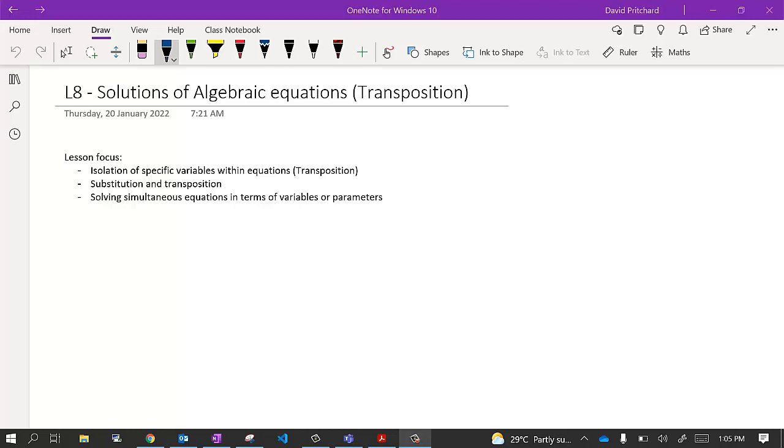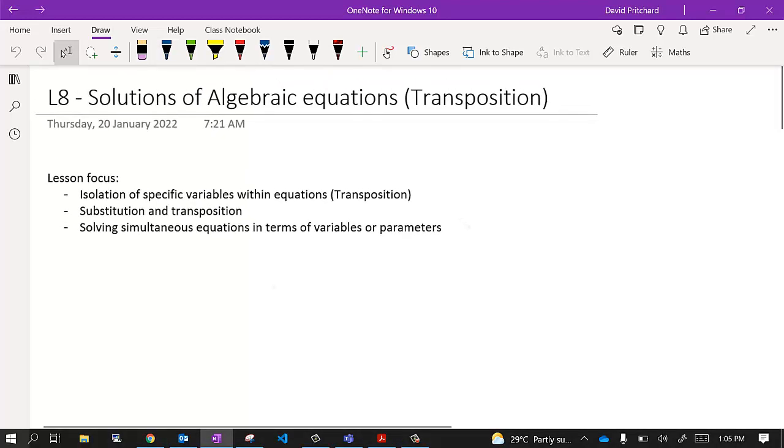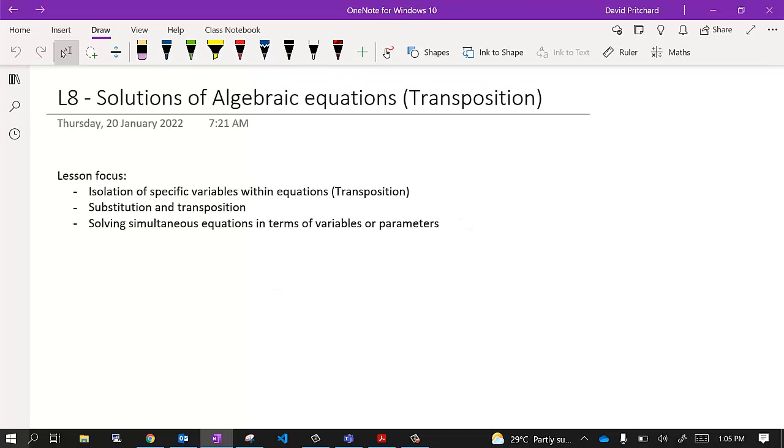In this lesson, we're looking at transposition. So this is probably a skill you've done before, but it's good to review. The idea with this whole lesson is that we're trying to solve equations where there's more than one variable, or there's parameters where the variable has not yet been defined.